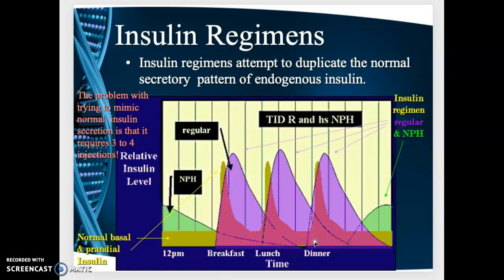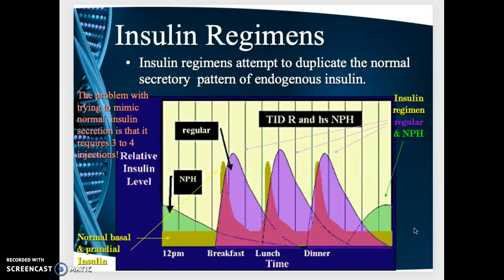I hope I'm not beating a dead horse here, but we try to mimic the normal pattern, and so we'll usually give an insulin to a diabetic patient at breakfast, lunch, and dinner. That takes care of the prandial amount, and then we'll usually give them a long-acting that will take care of that basal amount, and we just try to mimic the normal pattern in the body.